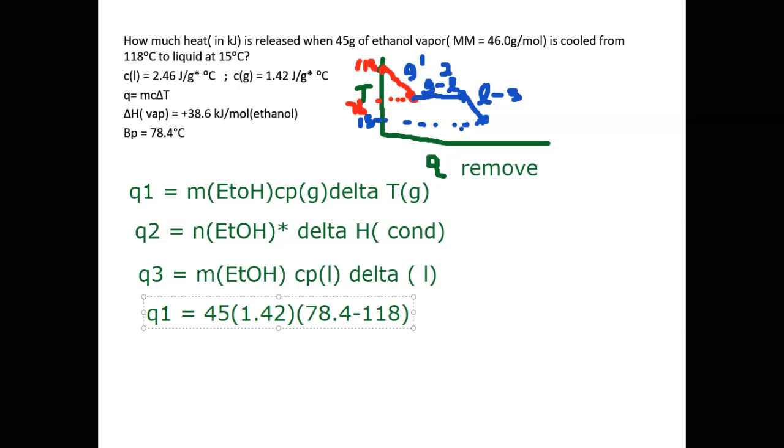I'm going to set them all up. Now remember, the delta H of condensation is going to be the negative of the delta H of vaporization. So we're going negative 38.6. And then Q3.